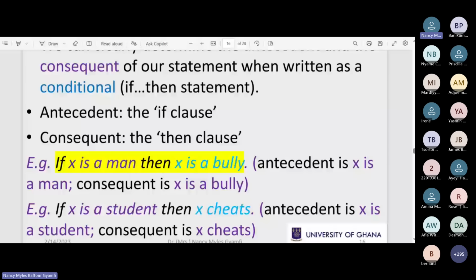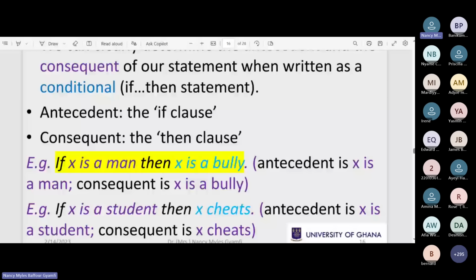How do we know that? Because it is preceded by what? If. Then if so, what is the consequent now? Everyone look on your screen and tell me the consequent of your statement there. It's a bully. X is a bully. Well done. So you know the antecedent. Good job. Let's try some more.